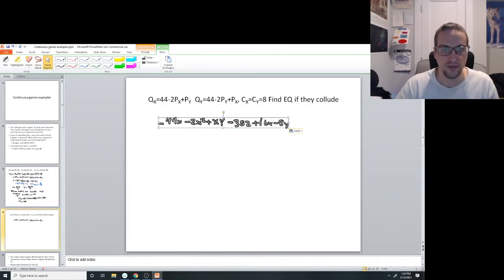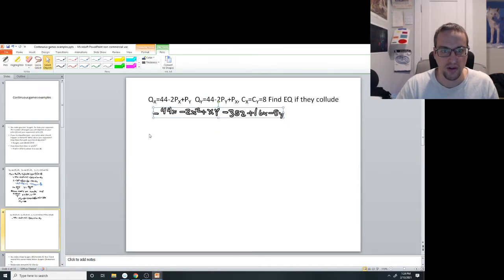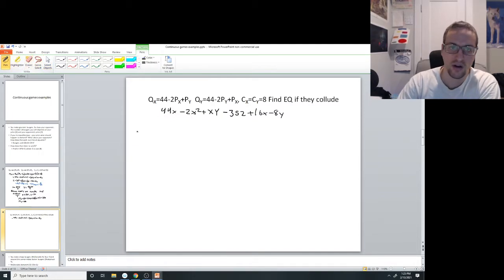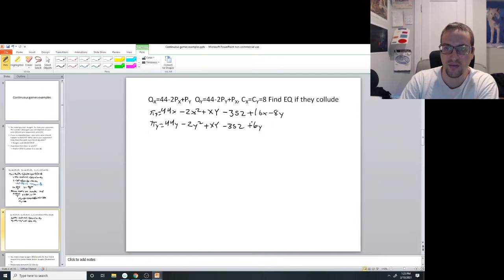This is still true. I've got to get rid of that little one right there. So this is profit x equals that. And we can assume that profit y is equal to 44y minus 2y squared plus xy minus 352 plus 16y minus 8x. It's just the flip.